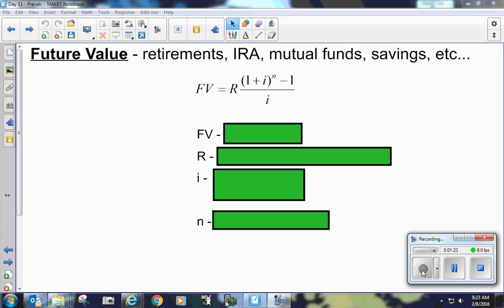Okay? Other than that, the r is still the same. That's like the payment. The n is still the same. Well, we'll find that out. And the i is still the same. So FV, no surprise, that's our future value. And that's what this equation is. All right?